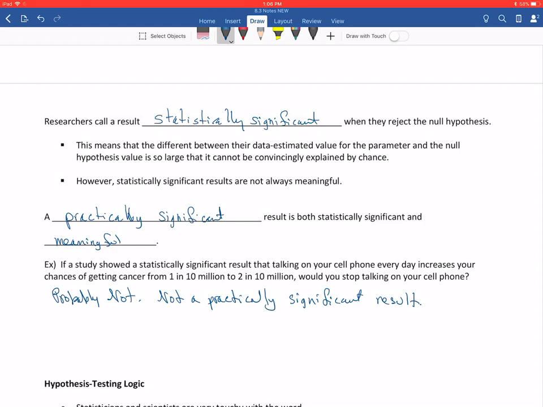It's statistically significant. There was enough data to show that this would not be due to just random chance, that there really is something going on, and that talking on your cell phone really would increase this chance. But it's not practical. That very, very small increase probably isn't going to make us change our daily habits. So you can see how statistically significant things happen all the time, and it's sort of in the eye of the beholder, from individual to individual or from group to group.